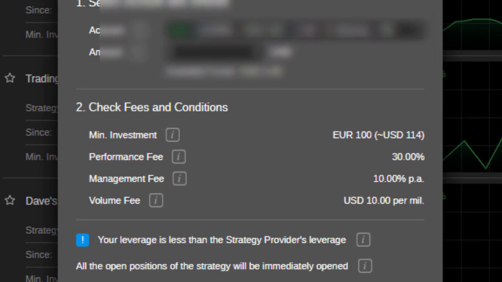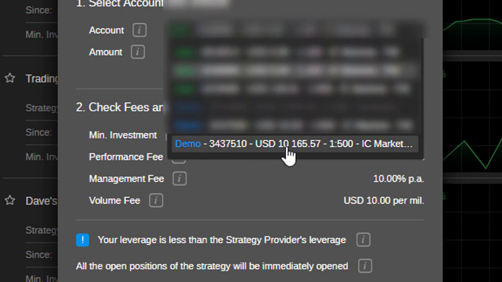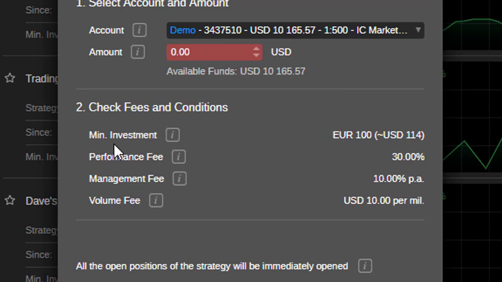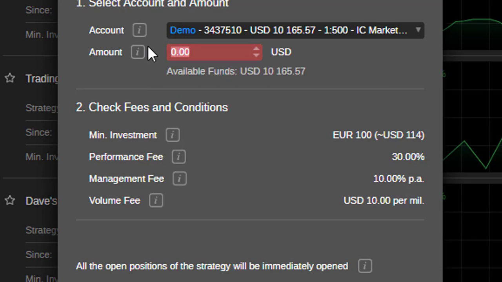So for example, you start copying, you select account and amount. So I will select, for example, my demo account, this one with this specific amount. So as you can see, the amount of funds that will be allocated from the selected account to copy this strategy cannot be less than the minimum investment. The minimum investment is set by the strategy provider, and it's this line right here, minimum investment $100. So you can allow not all your account to copy this trader, but only a specific amount. Let's say we will make the minimum $100 of this account will copy this trader.